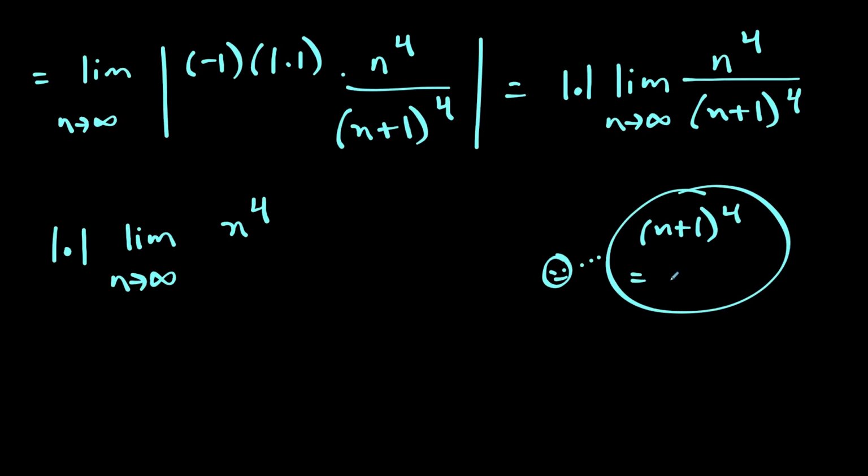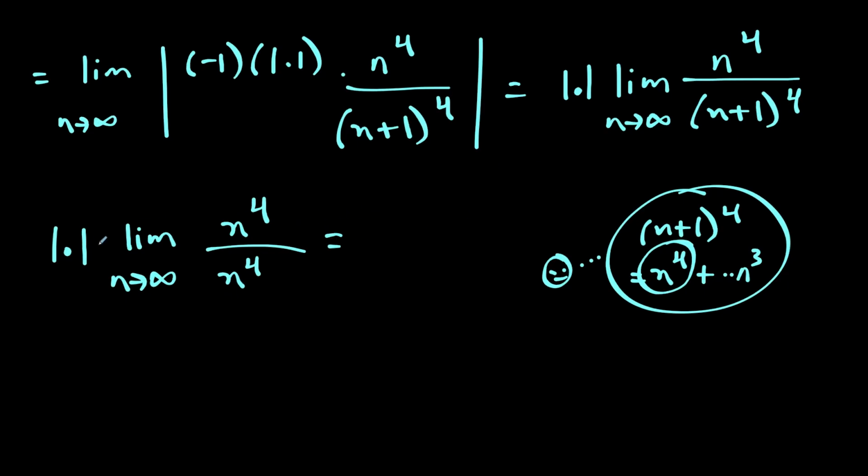Well, we would have a really messy expression, but the leading term would be n to the 4th plus some number times n to the 3rd and so on. But the only term that we need for limits at infinity are the leading terms. So I could just say that this is the limit as n goes to infinity of n to the 4th over n to the 4th because that's the leading term of n plus 1 to the 4th.